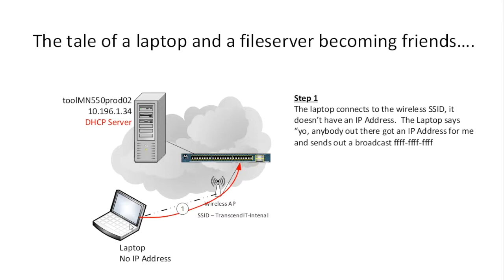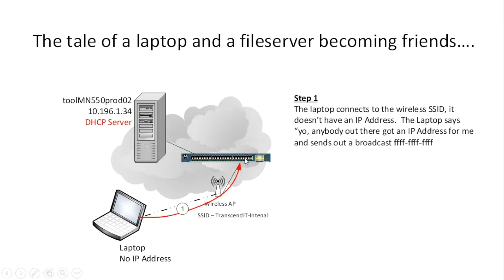That broadcast is sent in this weird message that's all Fs, which we don't need to get into all the nitty-gritty details about, but basically it's just a broadcast. A broadcast is just saying, I don't have an IP address. If there's anyone out there that could give me one, I would really appreciate it. At that point, it sends the broadcast out through the wireless access point, obviously because it's wirelessly connected, and the wireless access point is connected to the switch.